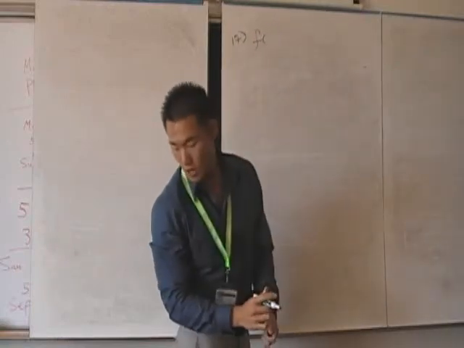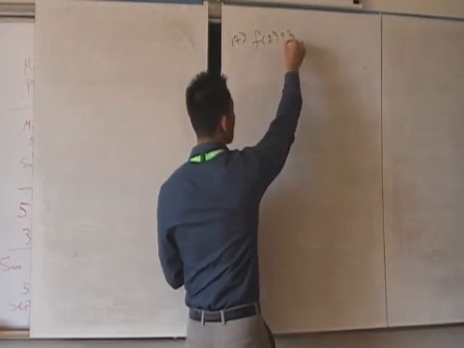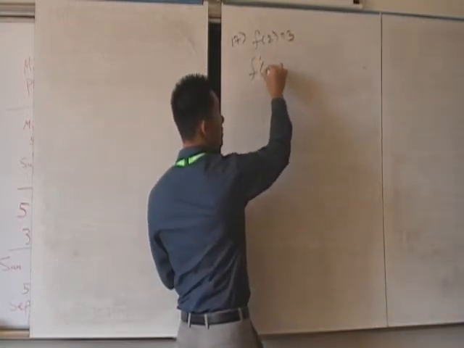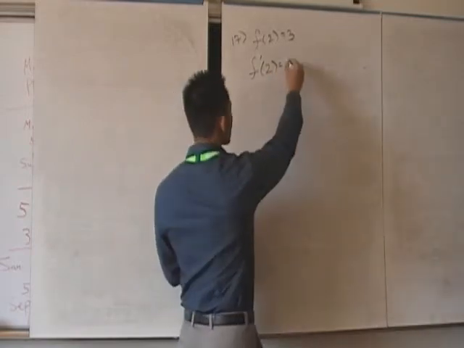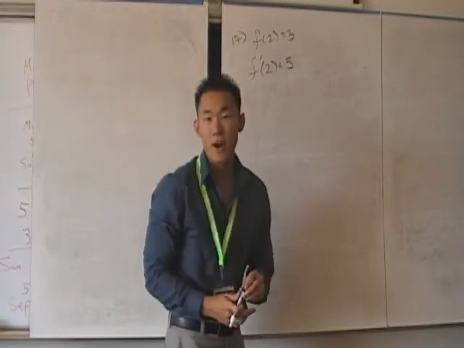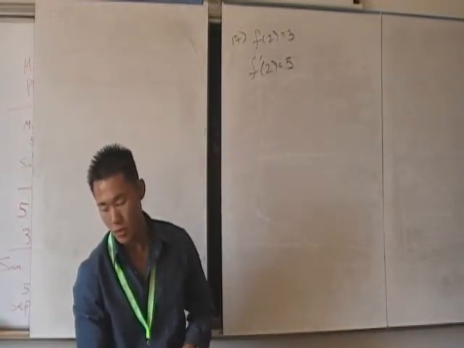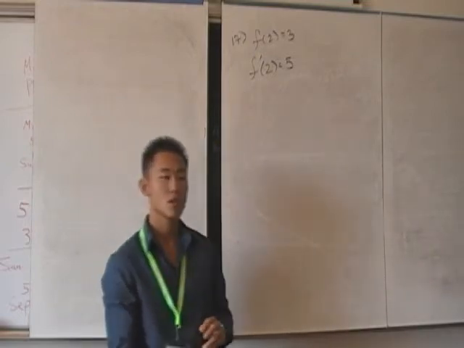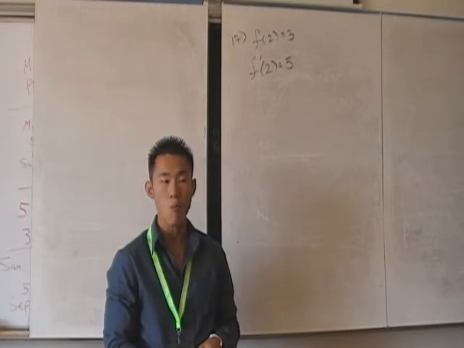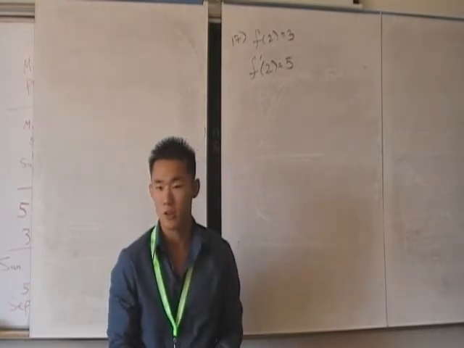Okay, so we know a point. We know f of 2 is equal to 3, and we know the derivative of f at 2 is equal to 5. We need to find an equation of the line tangent and a line normal to this graph. Now the problem is, we don't know the graph. But we don't need to know the graph.